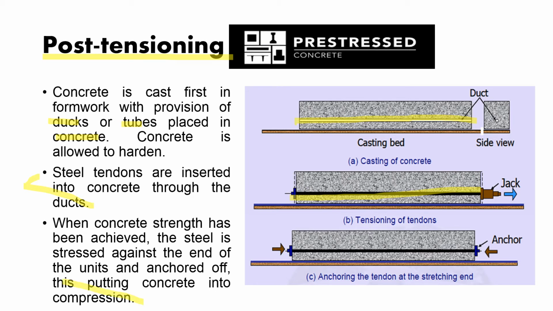So these are the 3 steps. The first one is casting of concrete. Second is tensioning of tendons, and number 3 is anchoring the tendons at the stretching ends.